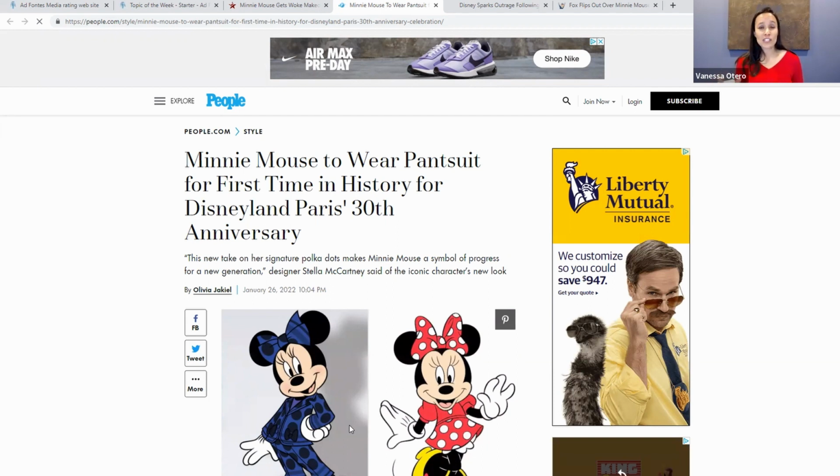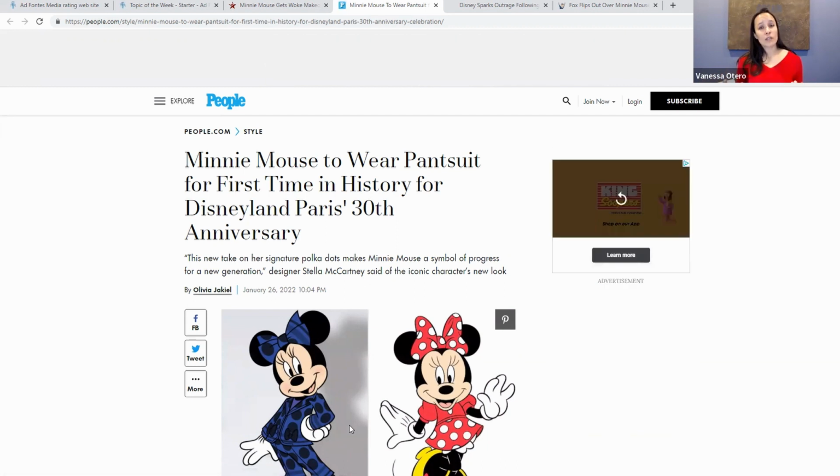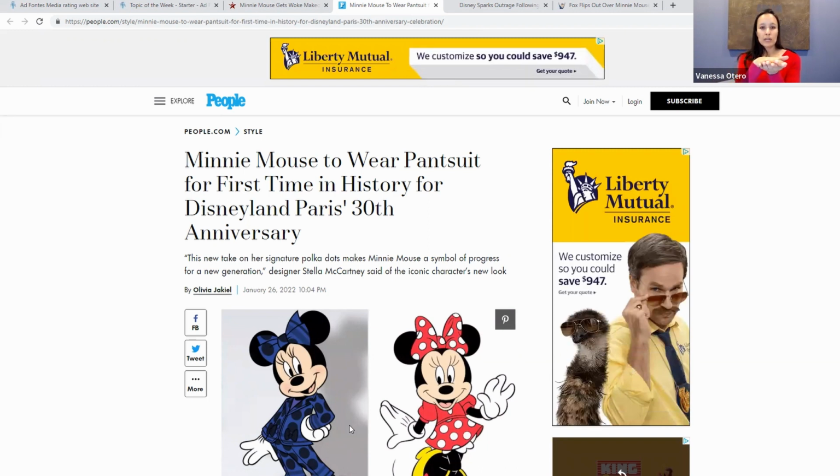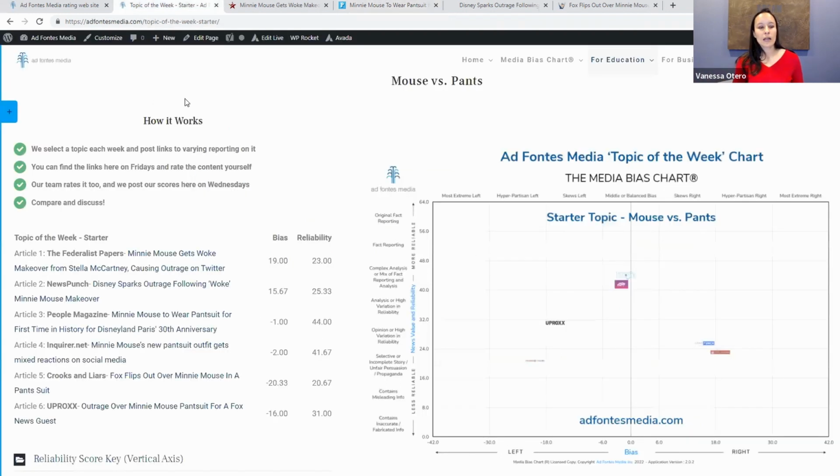And so I think it's a real shame that this genre of articles exists. A company does a thing to be mildly progressive, and right and left immediately turn it into this is why the other side is terrible and we should never get along with them. All right. Just to close this out, the rating on this one, this Crooks and Liars, is over here in this selective or incomplete story, unfair persuasion, propaganda, hyper-partisan left. So quite similar over here to these NewsPunch and Federalist Papers articles. All right. So that's the story on the mouse pants.